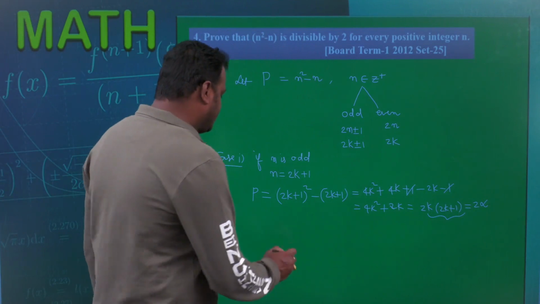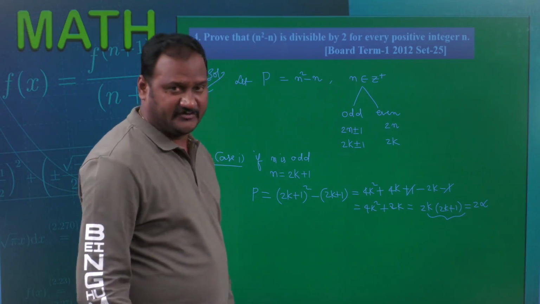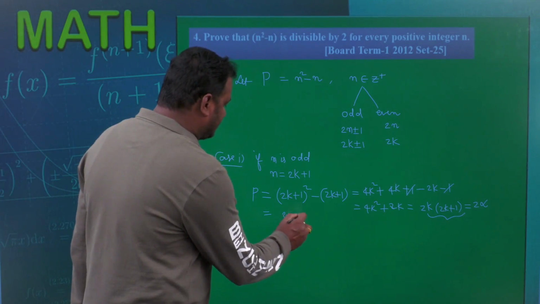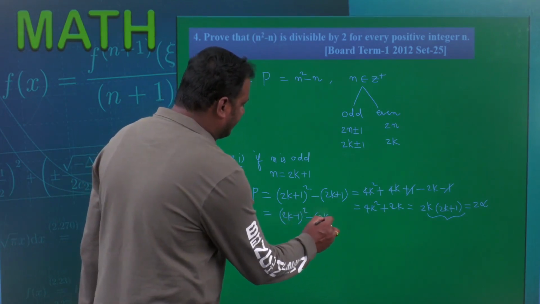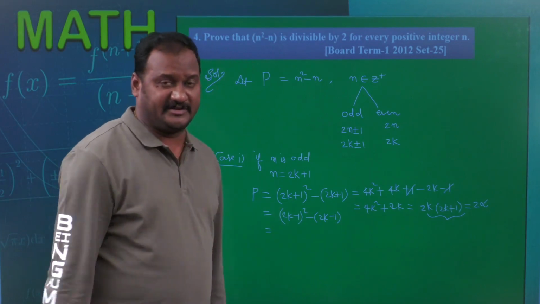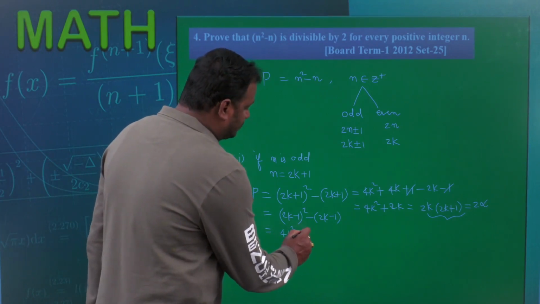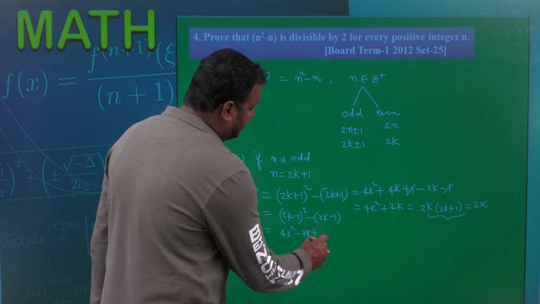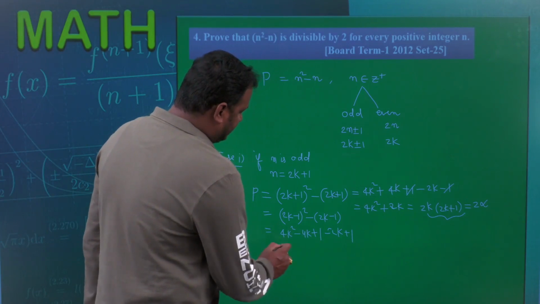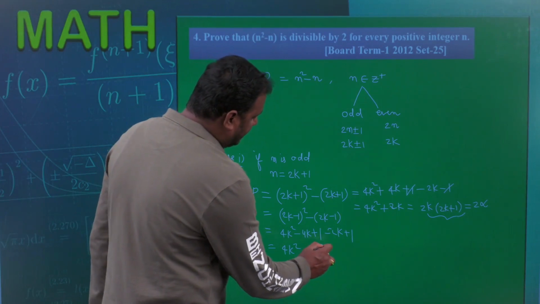Now if you take n equal to 2k minus 1, then it is going to be (2k minus 1) whole square minus (2k minus 1). Then (2k minus 1) whole square is again in the form of (a minus b) whole square. So a square, (2k) whole square, is 4k square, minus 2 into 2k into 1, which is 4k, plus 1, minus 2k, minus of minus equal to plus 1. So this is 4k square minus 4k minus 2k, equal to minus 6k, and then plus 2.